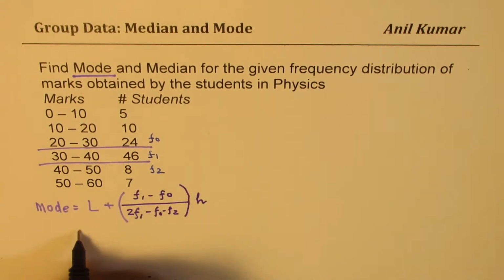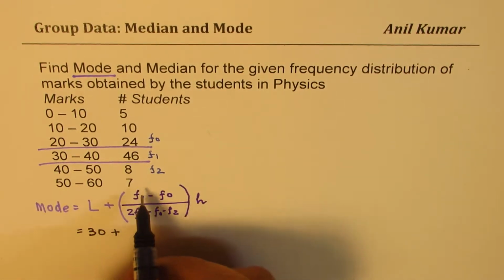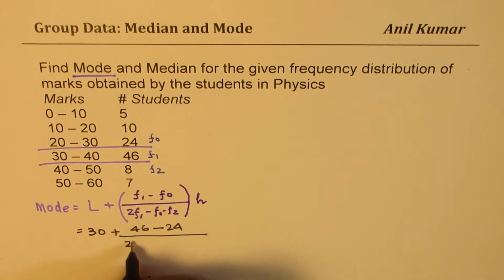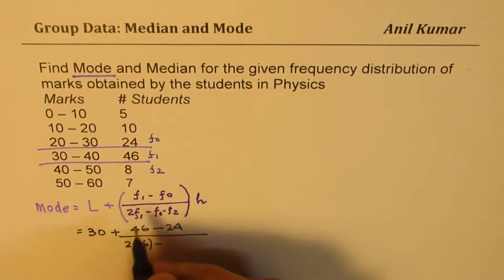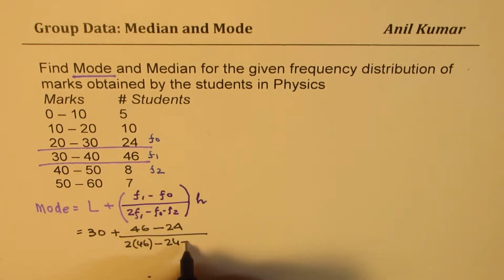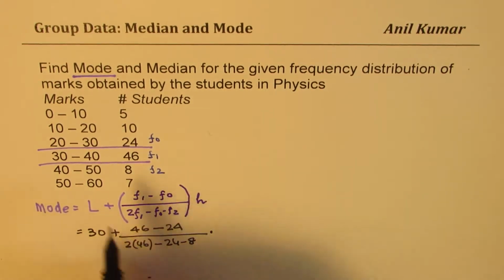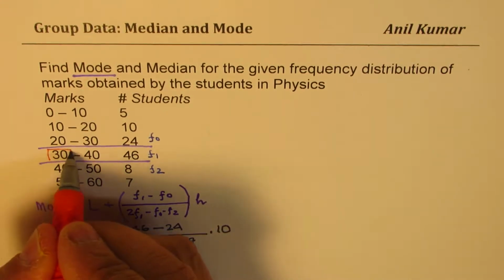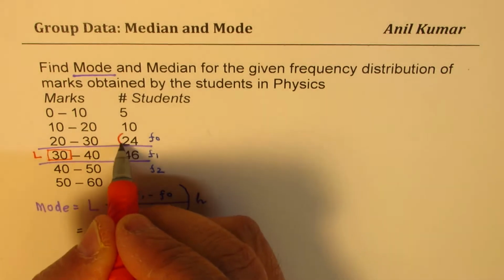So that's the formula. Substituting the values in the formula, you can straight away get the mode. In our case, L is this value of 30, plus F1 is 46 minus F0, that is 24, divided by 2 times 46 minus 24 and 8, right? And everything gets multiplied by the interval, which is 10. Is that clear? So that is how you find mode. The important information which we have picked up from here is this: this is the value of L, and these are the frequencies.